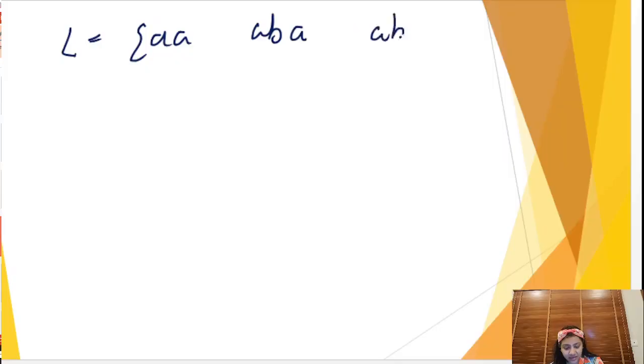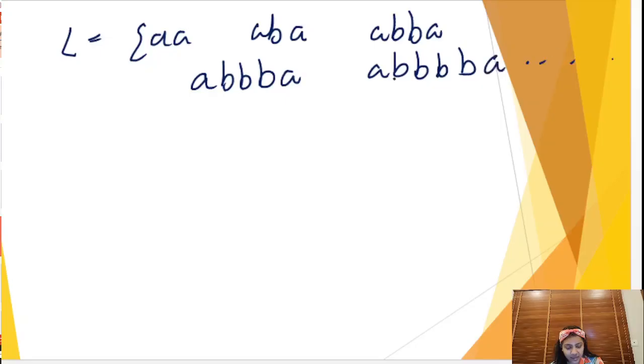Let's take another example. Suppose my language is AA, ABA, ABBA, ABBBA, A followed by 4 B's and A, and so on. So what is this language representing? We can clearly see this language is representing all strings that should have at least 2 letters in them, right? And those 2 letters should be a starting A and an ending A, followed by any number of B's in between, right? Here there is no B in between, here there is 1 B, here there are 2 B's, 3 B's, 4 B's, and so on.